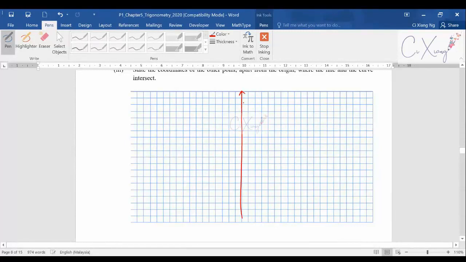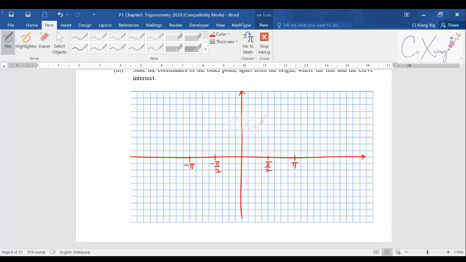Okay, so I'm going to sketch the graph now. Because they want negative pi to positive pi as the domain, I will just draw the y-axis in the center. Let's say this is pi over 2, this is pi, then negative pi over 2, and this is negative pi. After that, I need to have 3 units for the y-axis. So I have to plan a bit before you sketch.